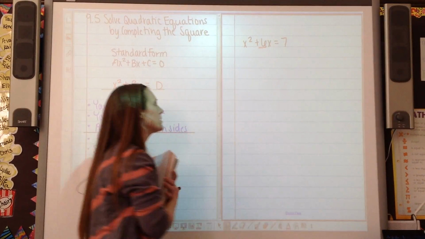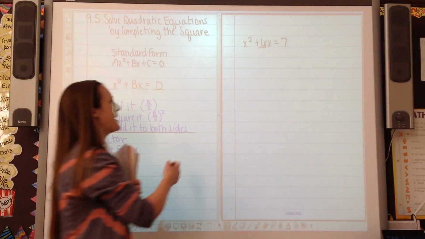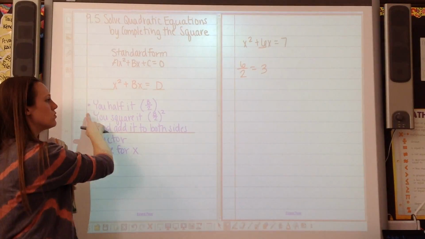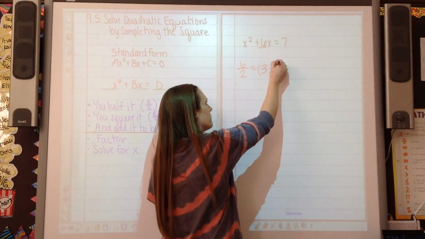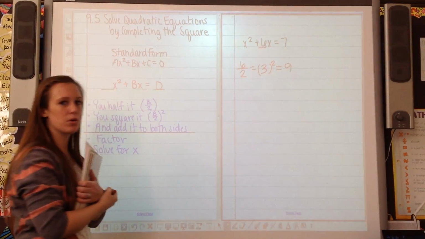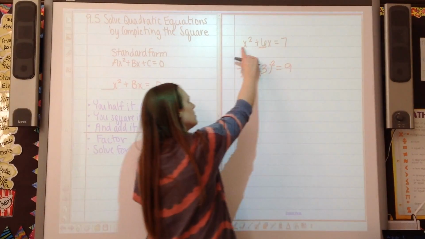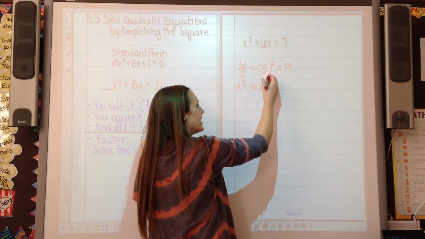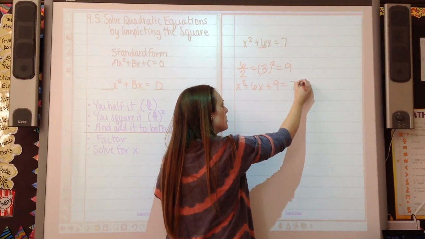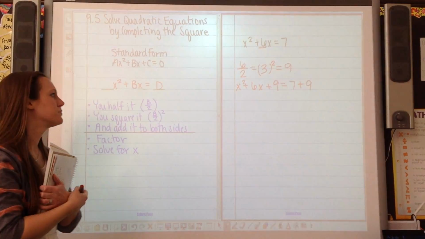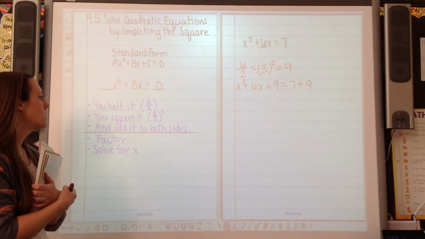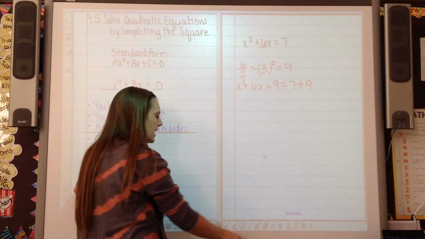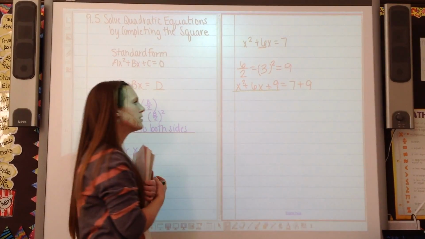This is my b term, and cut it in half. That would be 3. You half it, you square it, and you add it to both sides. So I'm going to take the original equation here, and I'm going to add it to both sides. So here I'm going to add a 9, and to the other side of the equation, I add a 9. Okay. My phrase is over.